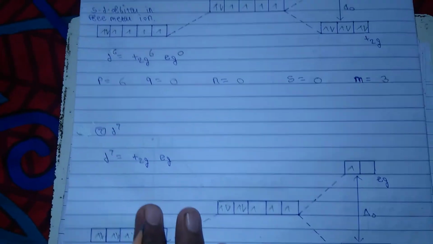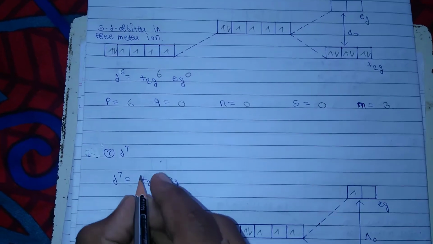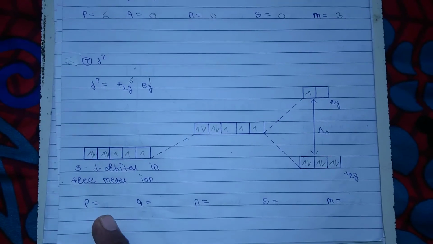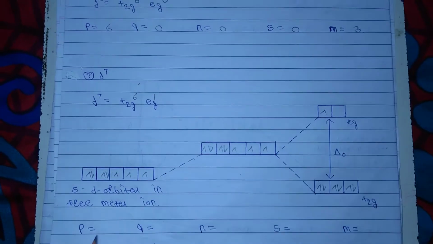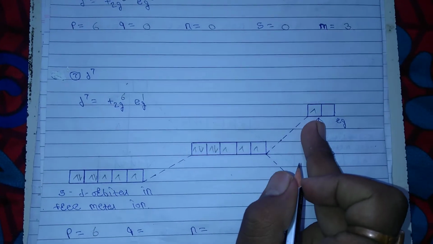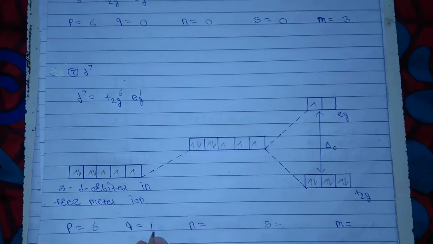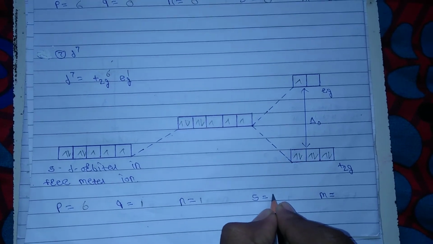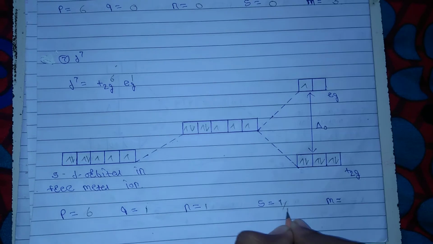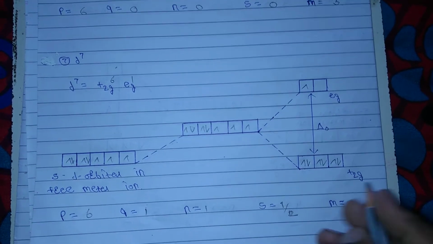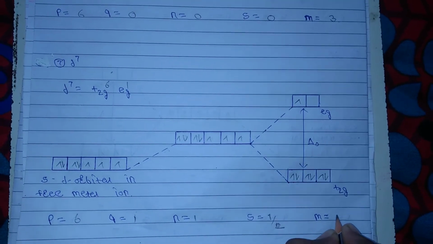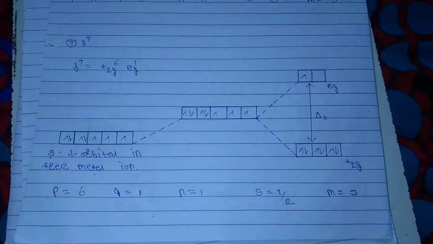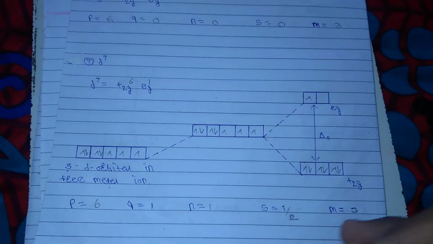So d7 is equal to t2g6 eg1. P is equal to the number of electrons present in the t2g, meaning 6. Q is the number of electrons present in the eg, meaning 1. The number of unpaired electrons n is 1, and S is the resultant spin, n by 2, meaning 1 by 2. And M is equal to 3 in the d7.